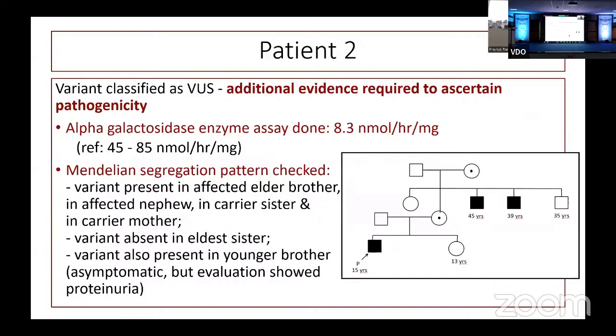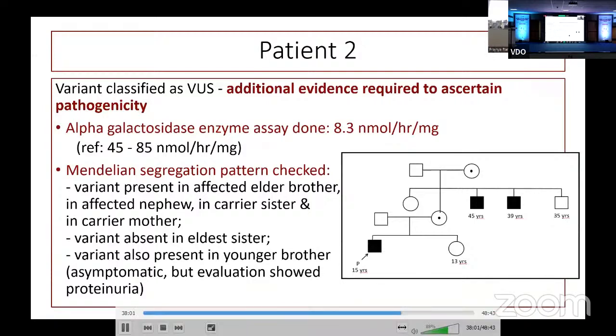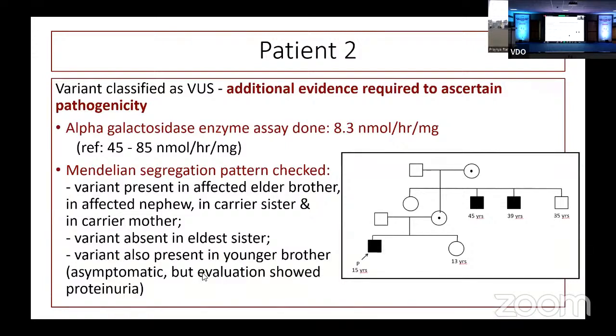We need additional evidence to ascertain the pathogenicity of the variant. One thing, of course, is that there is a definite phenotypic match with Fabry disease. So that is at least clear. Now, further levels of evidence, what can we look for? Because this is Fabry disease, at least we have another definitive test available in the form of an enzyme assay. So alpha galactosidase enzyme assay was done, and that showed a clear low level of the enzyme.